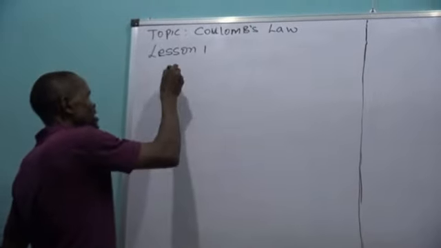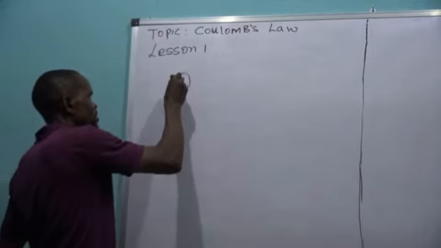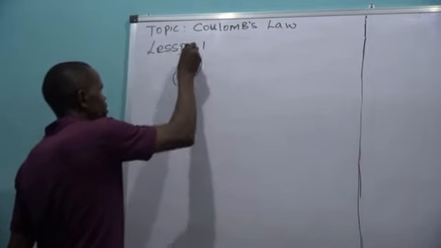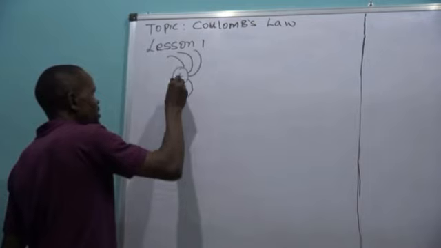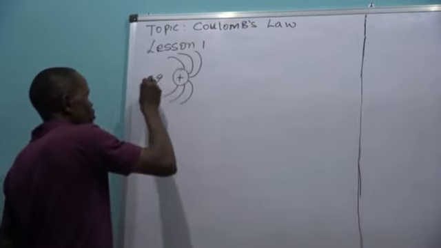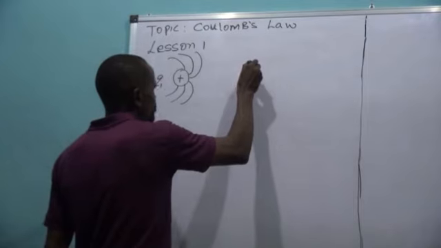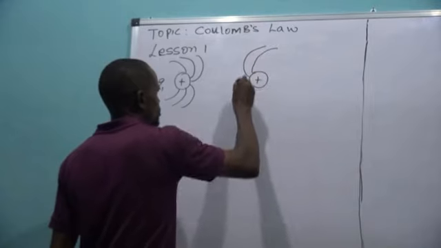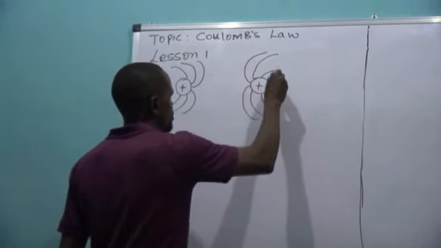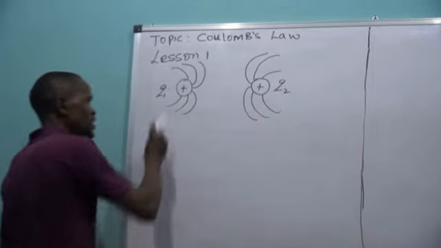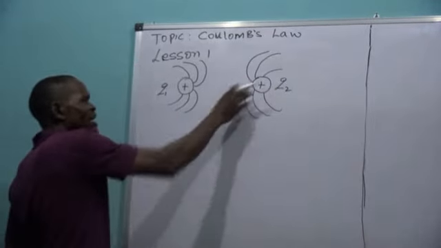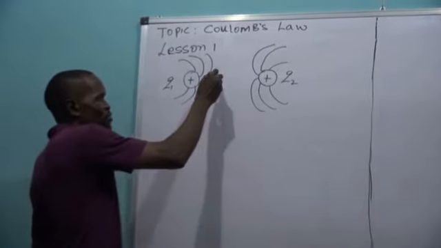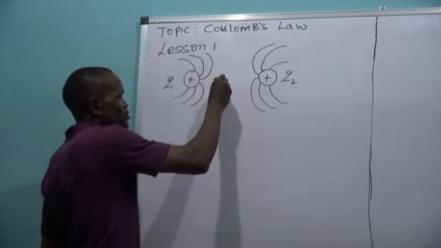So I have this. This is a positive charge. This is a positive isolated charge, which we'll call Q1. This is another positive isolated charge, Q2. These two charges are like charges, so there will be a repulsion.